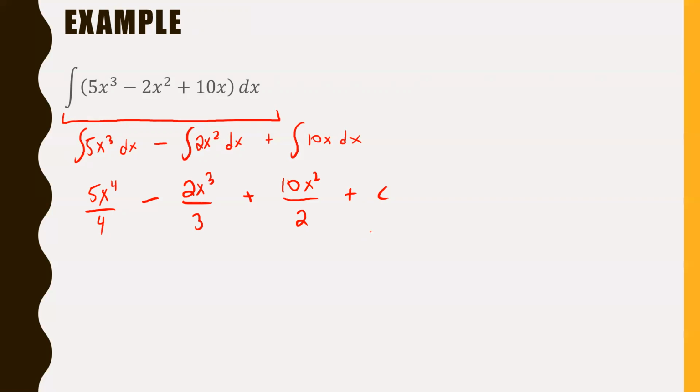Now, this is pretty much good enough, but what I like to do is see if I can clean up any of these fractions here. 5x to the fourth over 4, there's nothing we can do there. Same with 2x cubed over 3, nothing we can do there. But 10x squared over 2, that can simplify down. So as much as this is kind of a silly, simple little step, it still is really important to do. So we'll say this is 5x to the fourth over 4 minus 2x cubed over 3. And then this is just plus 5x squared. And then, of course, our plus c.